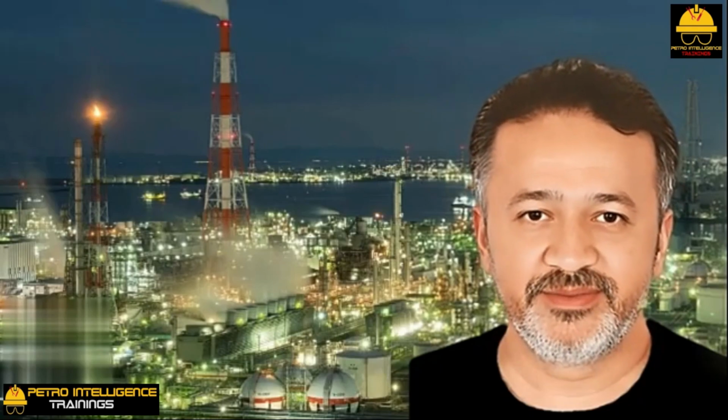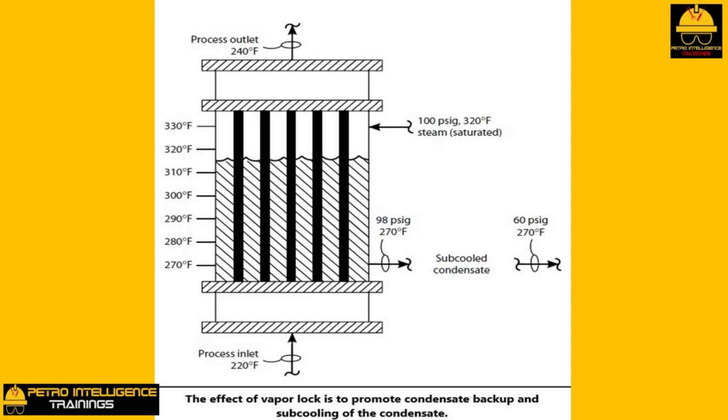Effect of vapor lock. The consequences of vapor lock on the performance of a vertical thermosiphon steam reboiler, with steam on the shell side, is shown in this picture. The boiling point temperature of 60 psig water is about 270 degrees Fahrenheit. The condensation temperature of 100 psig steam is about 320 degrees Fahrenheit. As the condensate flows out of the shell side of the reboiler, it loses 2 psi through the nozzle, plus 38 psi through the condensate drain line.